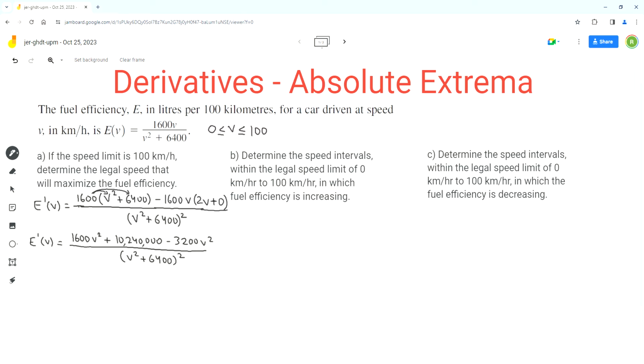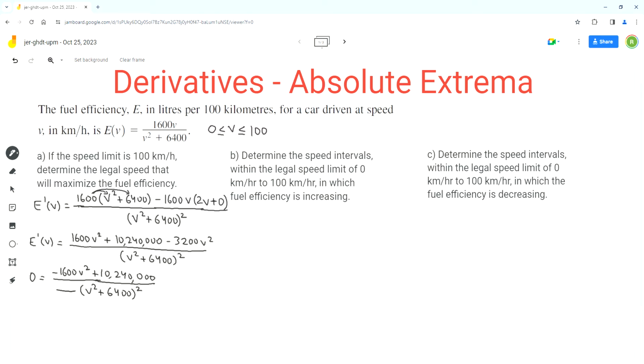Now we should set this derivative equal to 0 to find the values of V where the tangent is horizontal. So we get 0 equals, and now we can simplify the numerator by combining like terms. 1600V² minus 3200V² is equal to negative 1600V² plus 10,240,000 over the denominator (V² + 6400)². Now we can solve this equation.